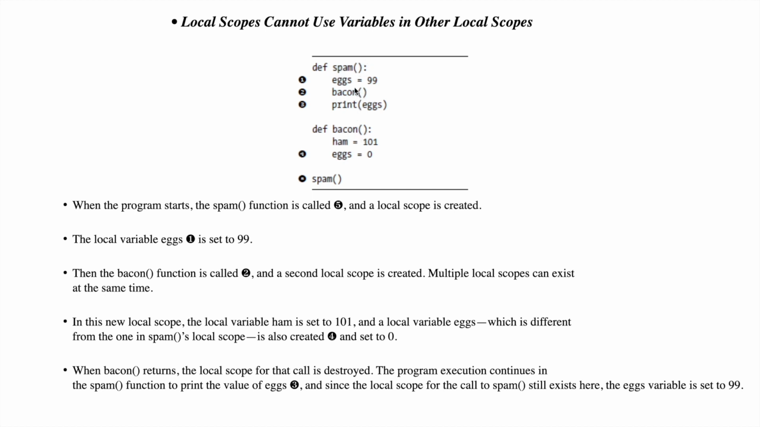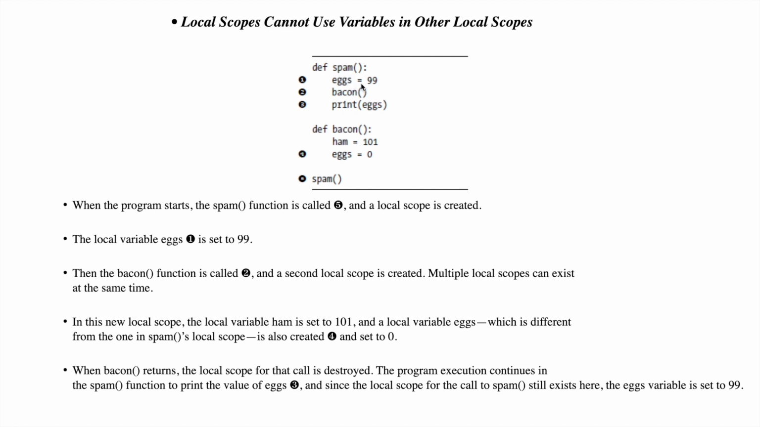See, first it will go to spam. It will create the variable x and it will assign the value 99. But then when the beacon function is called, it will assign the values for this, and it will return. Once it returns, this local scope is destroyed. The local scope of ham is equal to 101, x is equal to 0 is destroyed. So yes, the execution still continues in the spam.